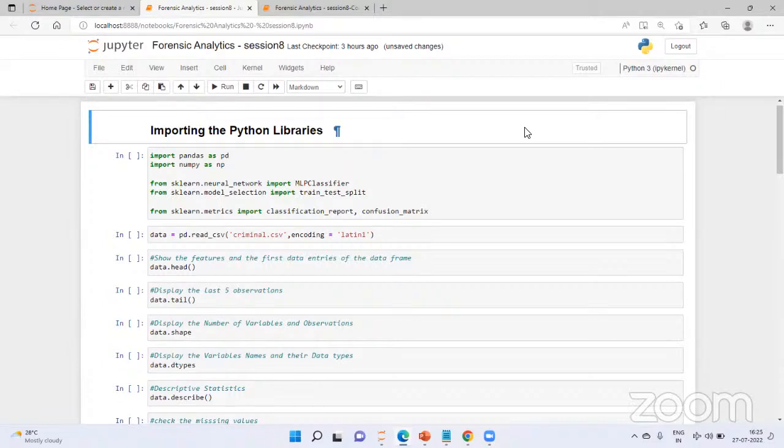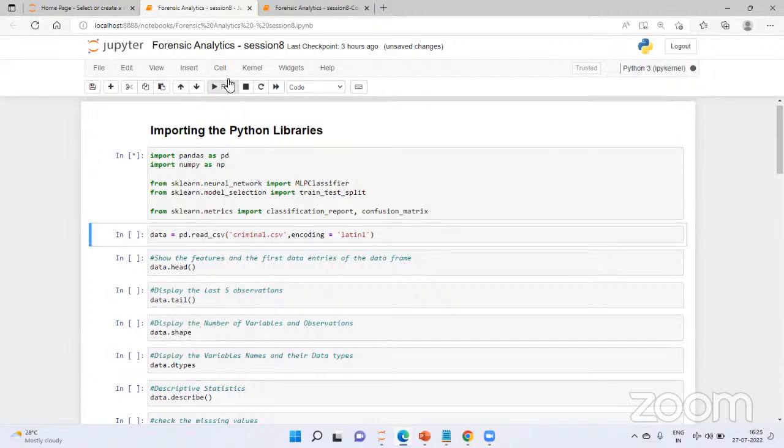The first step is that we need to import the necessary libraries: pandas, NumPy, MLPClassifier (multi-layer perceptron classifier), and also import classification report and confusion matrix. Just run this.